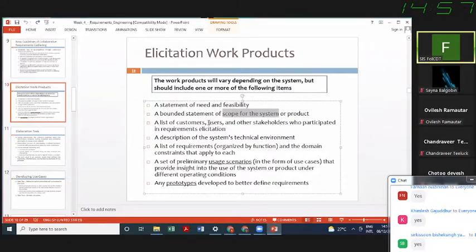Okay, so a list of customers, users, and other stakeholders who participated in requirement solicitation, a description of the system's technical environment. So during this second phase or second task, we are also expected to have a description of the system's technical environment, a list of requirements organized by function, a set of preliminary usage scenarios. Okay, we will explain, for example, in a while, what a use case is.